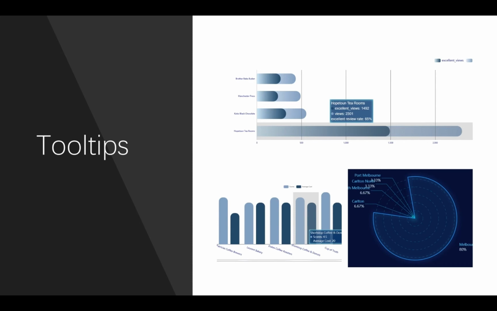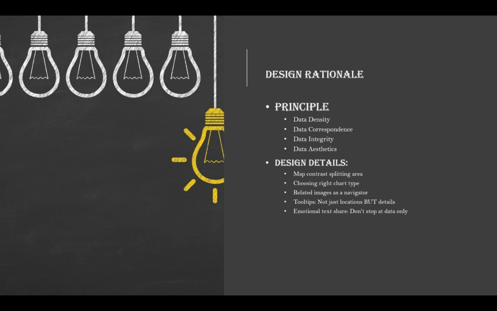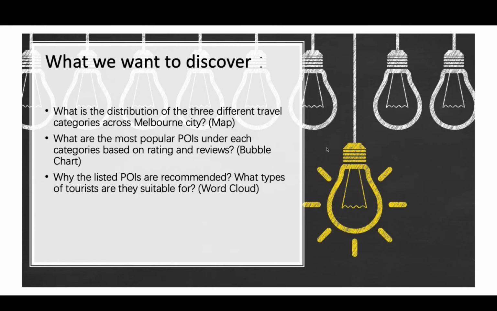Finally, differently from government or company audiences, tourists will feel bored if we only list the data or charts. Thus, we provide some comments as another kind of presentation of information to serve tourists. This section will be introduced to answer the following 3 questions: distributions in the map, most popular POIs under each category, and the reason for recommending this POI.